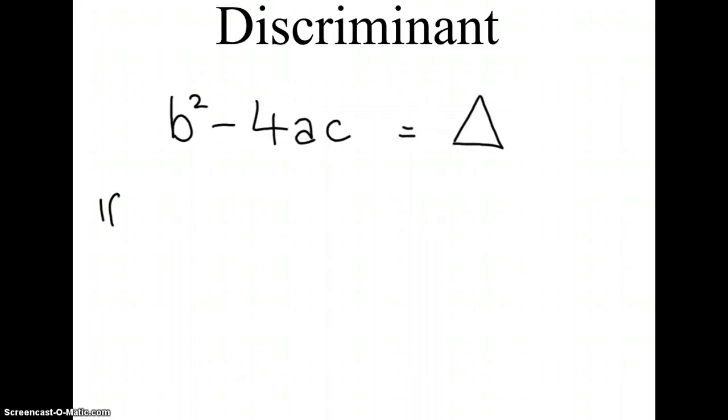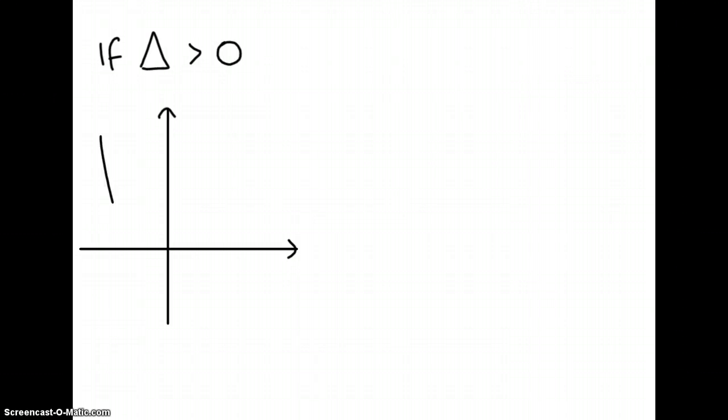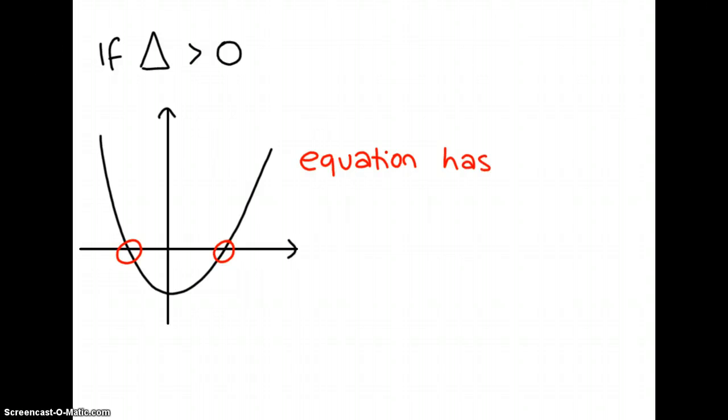So if that discriminant is bigger than 0, so if the discriminant is a positive number, then the graph of your quadratic is going to look something like that. And this shows us that we have two roots. So the equation that you've looked at has two roots. That's seen on the graph by it crossing 2 times.